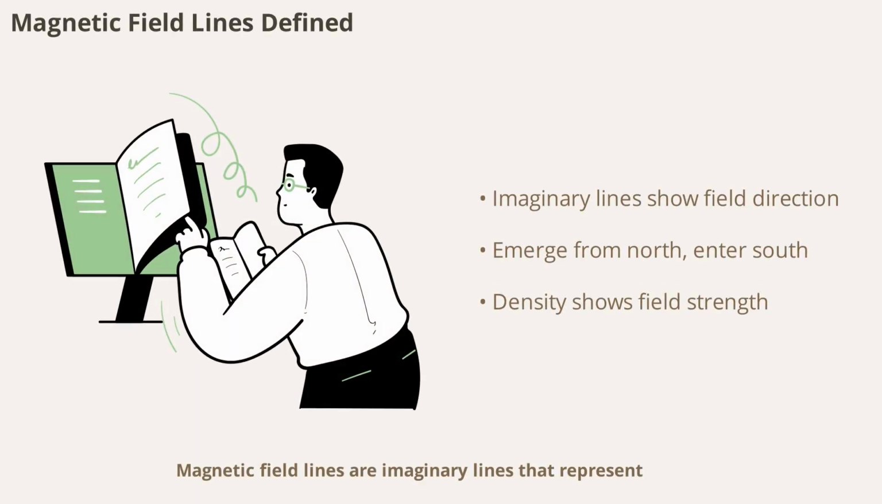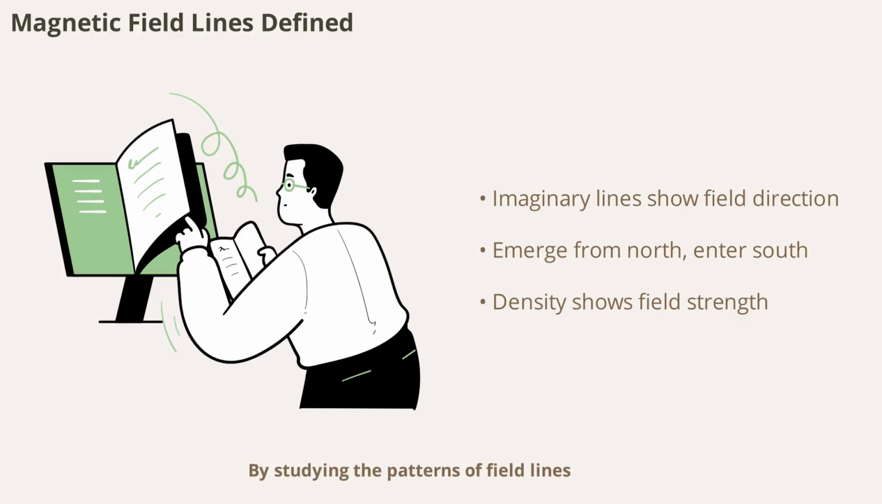Magnetic field lines are imaginary lines that represent the direction and strength of a magnetic field. They emerge from the north pole of a magnet and curve around to enter the south pole, forming closed loops. The density of these lines indicates the strength of the magnetic field. The closer they are, the stronger the field. These lines never intersect and provide a visual tool for understanding how magnetic forces act in space.